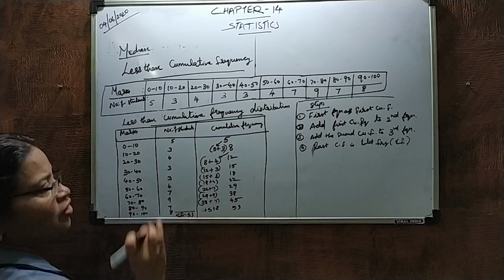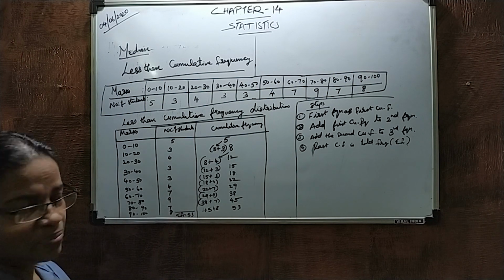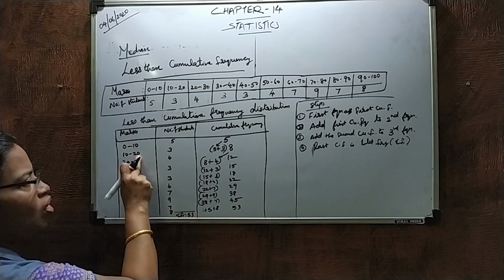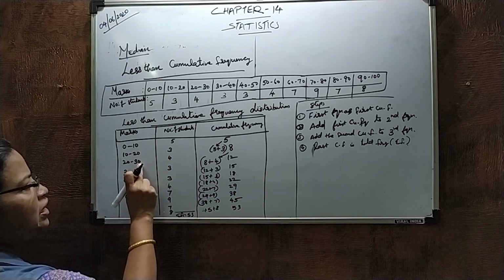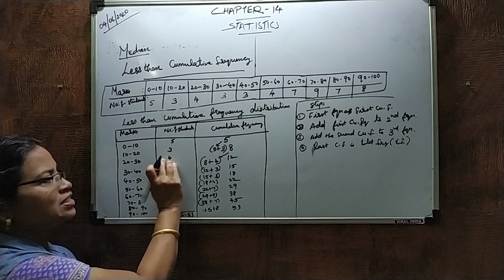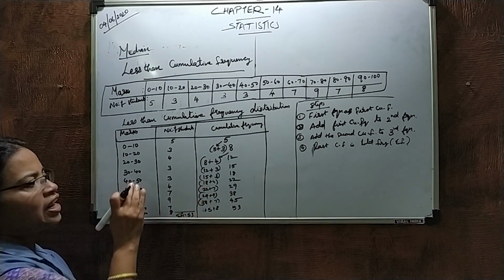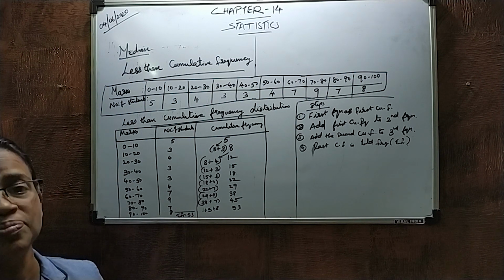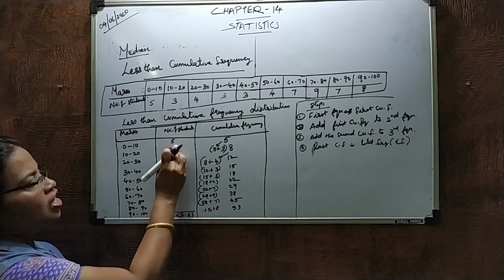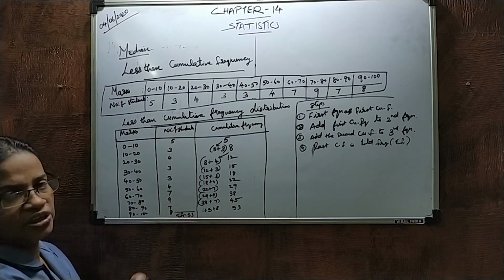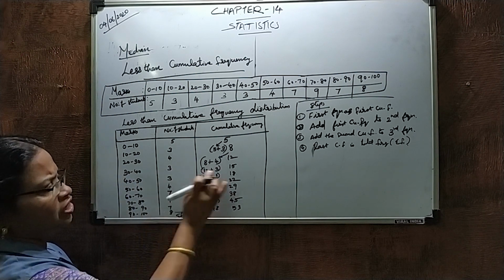Cumulative frequency means less than 10, you get 5. Those who got less than 10 marks, 5 students. Less than 20 is 5 plus 3, 8 students. Less than 30 marks: 5 plus 3 is 8, 8 plus 4 is 12, so 12 students. Suppose they ask how many got less than 40 marks: 5 plus 3 is 8, 8 plus 4 is 12, 12 plus 3 is 15. 40 is not included. Less than 40 marks means 15.